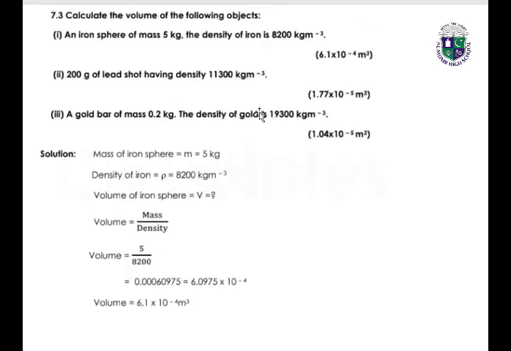Calculate the volume of the following objects. Number 1 is an iron sphere of mass 5 kgs. So mass is given, we know about the density of the iron, which is 8200. Volume of iron sphere we have to find out by using this formula. Volume is equal to mass over density. We can easily find out the volume of the iron sphere of mass 5 kilograms.